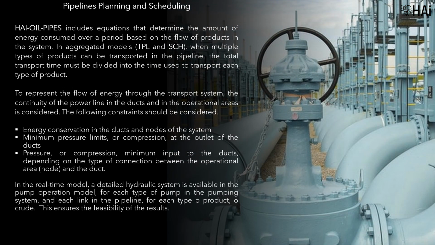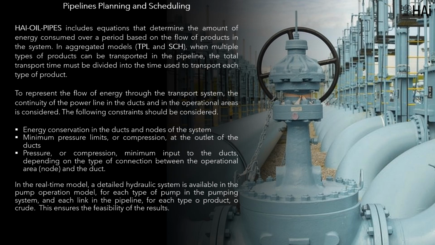The real-time models include nonlinear modeling that determines the amount of energy consumed based on the flow of products in the system. In aggregated models, when multiple types of products can be transported in the pipeline, the total transport time must be divided into the time used to transport each type of product at different transfer rates.